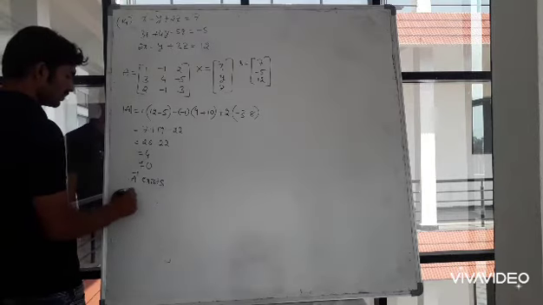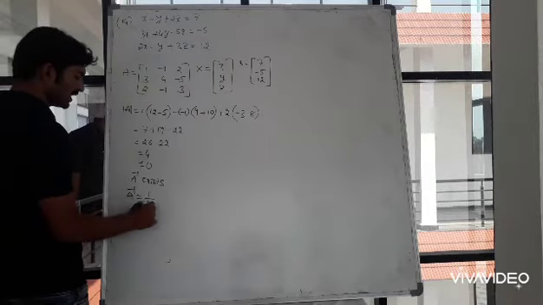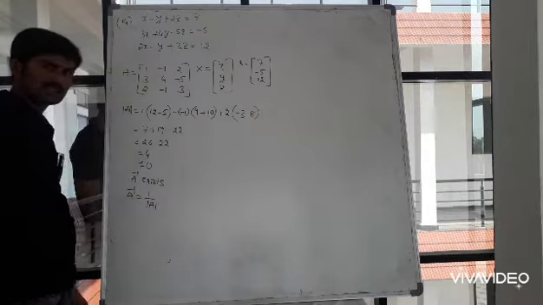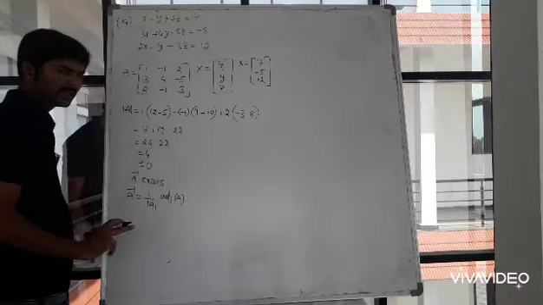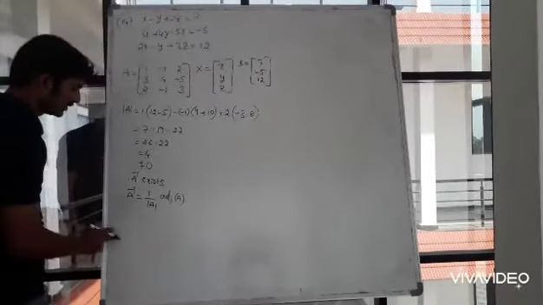So A inverse is equal to, there is a formula, 1 by determinant of A into adjoint of A. So already determinant of A is calculated, we require the adjoint of A. Before finding the adjoint of A, we require cofactors. So write the cofactors here.